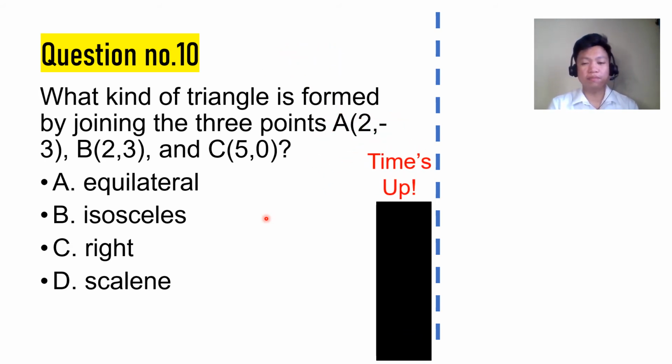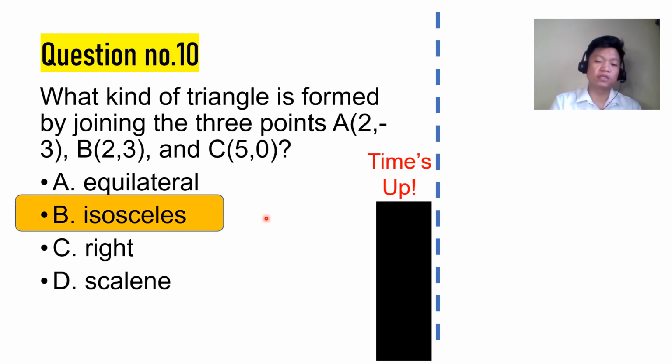Okay, time's up. The correct answer is isosceles triangle. Okay, so sir, paano yung malalaman ng sagot? So first, una, pwede nyo gawin, i-plot nyo yung points sa Cartesian plane. Makikita nyo yung itsura ng triangle na isosceles. Ibig sabihin, equal yung kanyang two sides.